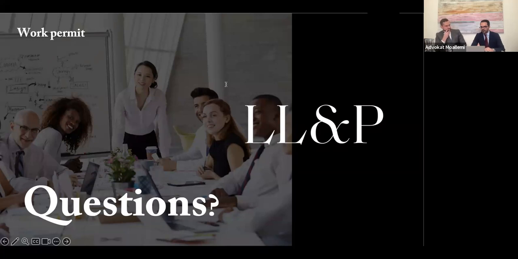Yes, so the advertisement requirement is something that comes from EU law, which basically says that people within the EU must get the possibility to apply for any job before an application for a work permit is submitted. And that's why we have the 10-day rule: a job needs to be advertised for at least 10 days before an application for a work permit is submitted.